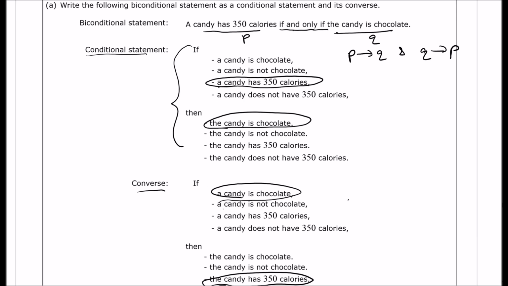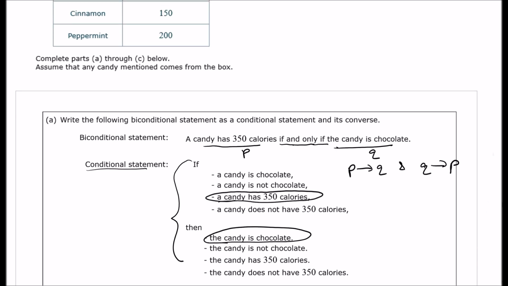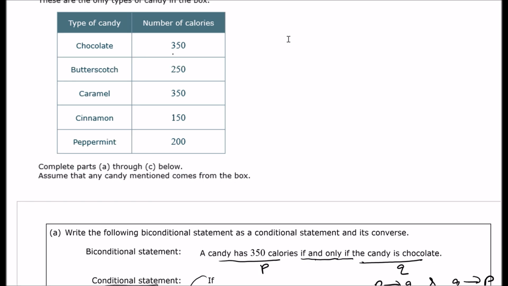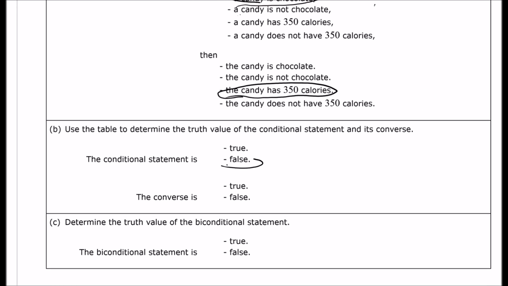If a candy has 350 calories, then it is chocolate. Let's look at that. So 350 calories, chocolate. So far that looks true, right? If it's 350 calories, then it's chocolate. But we have another one that's 350. So what if we ended up pulling caramel? Well, then it ends up making this false, right? So it doesn't have to be chocolate, it could be caramel. So the conditional statement is false.